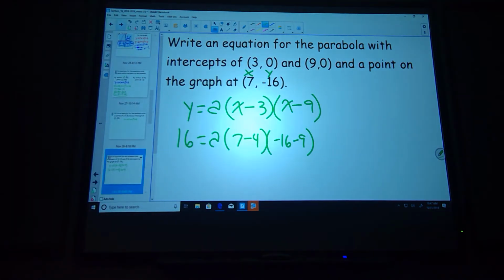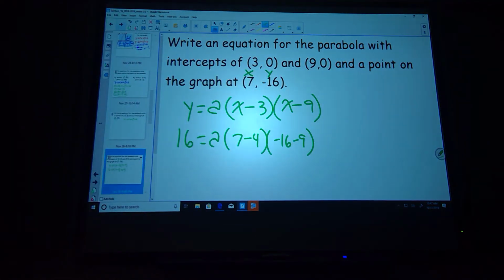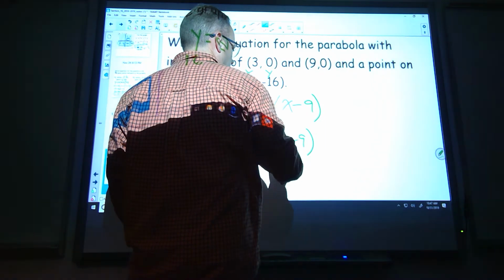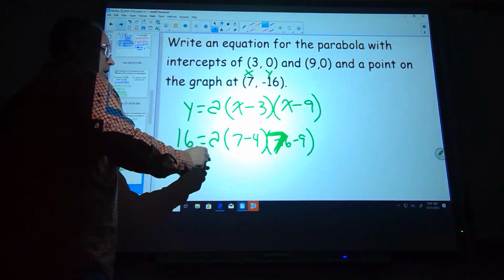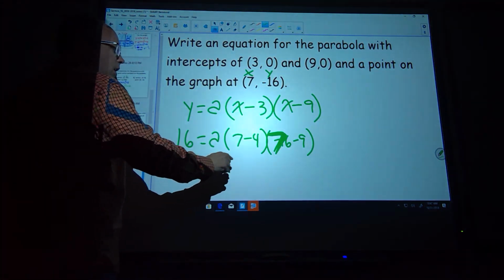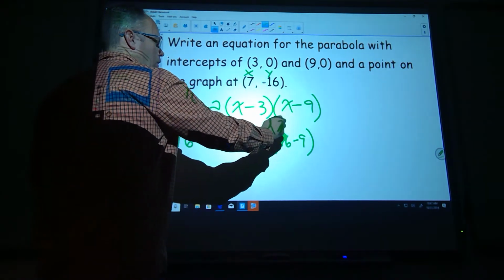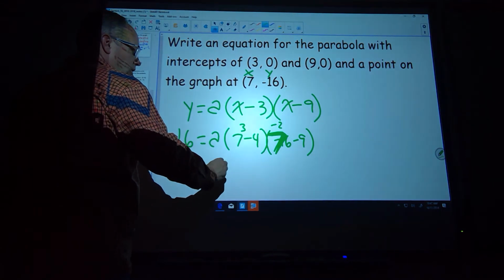Is that okay? Oh, wait. I did something wrong. Those are both x's. Sorry, there's a 7 right there. I'm so sorry, those are both x's. All right, so 16 equals 7 minus 4 is 3. 7 minus 9 is negative 2. 3 times negative 2 is negative 6a.